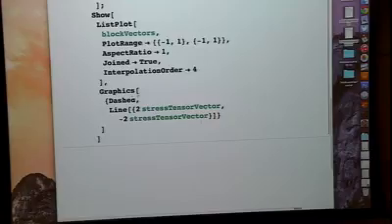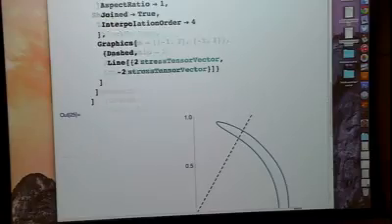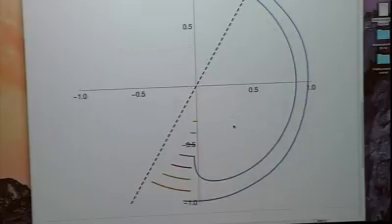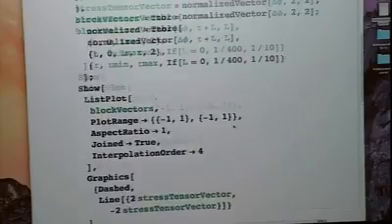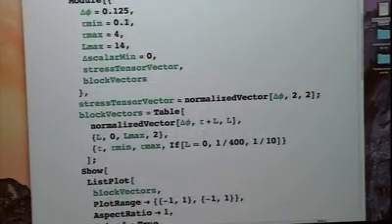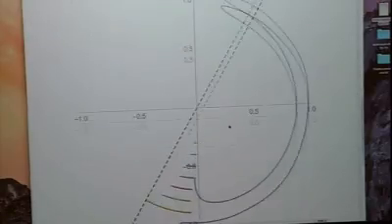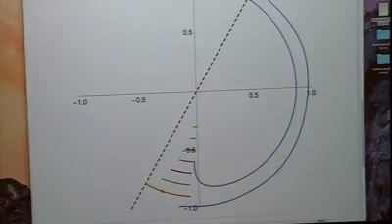Oh, I made a mistake. Let's see. I just went from 0.1. Let's go from 0.01 for tau min. Okay, good. So now you can see that this is the stress tensor, and this is minus the stress tensor.